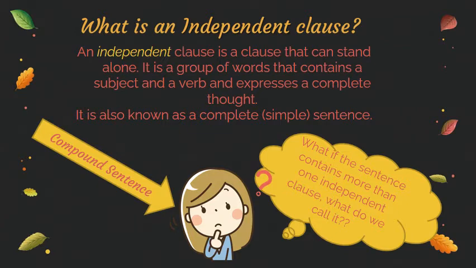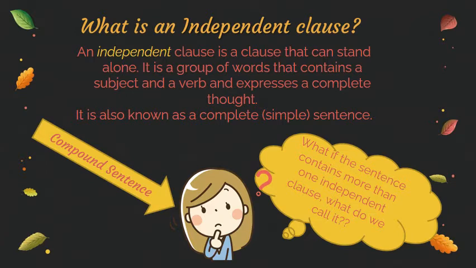So what is an independent clause? An independent clause is a clause that can stand alone. It is a group of words that contain subject, verb, and expresses a complete thought. So when I have a subject and a verb with a complete idea, I have one complete subject, one complete predicate, and complete idea. They make an independent clause, or I call it simple sentence.